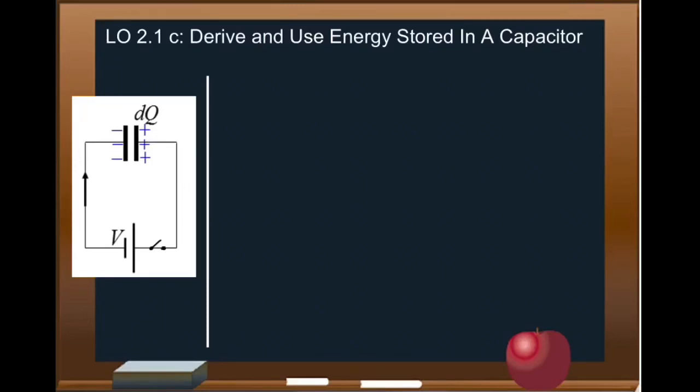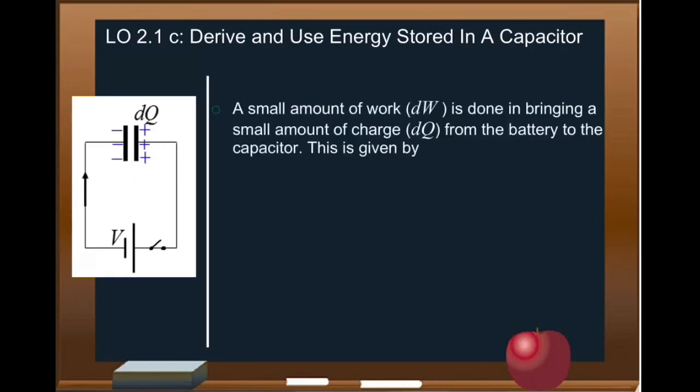Okay, now we are going to learn about energy stored in a capacitor. Energy stored is also known as work done. When a capacitor's plates store charge, they are also actually storing energy. So when the switch is closed, the charges will begin to accumulate on the capacitor's plate.